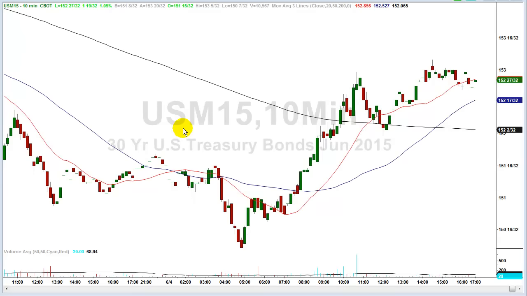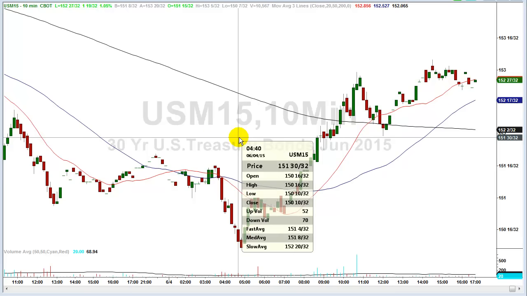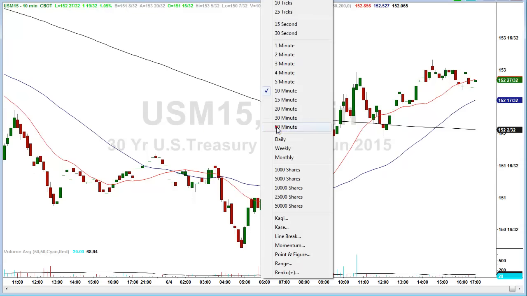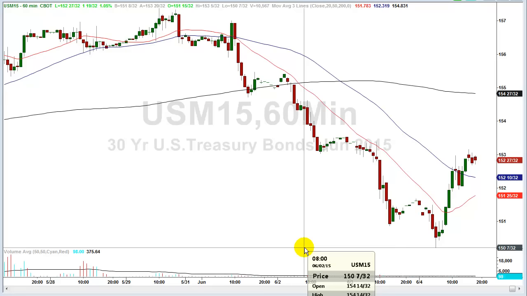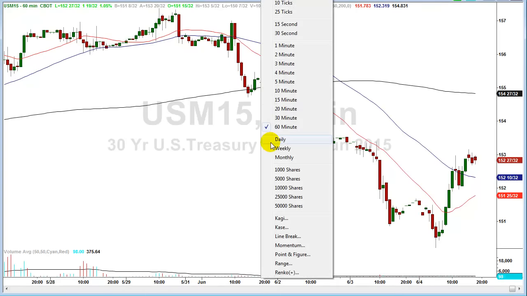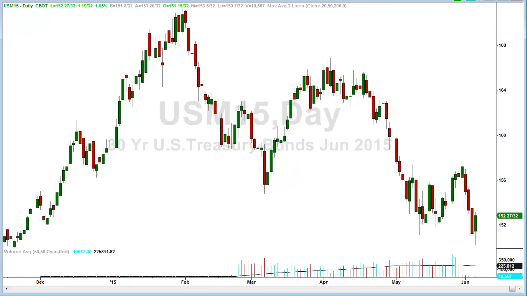The bond market, before the U.S. equity markets opened, where the ETFs trade, so the TLT only trades between 9:30 and 4, but the bond market is a futures market, right? And it trades all the time, minus a little bit of time here and there. And so early this morning, the bond market went all the way down. In fact, let's look here. Okay, the bond market went all the way down to 150.7. And on a daily basis, it was down there pretty good.